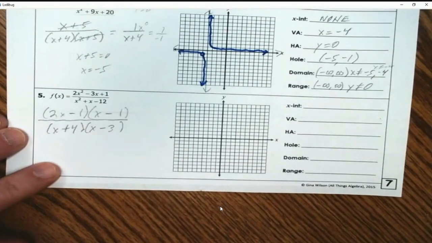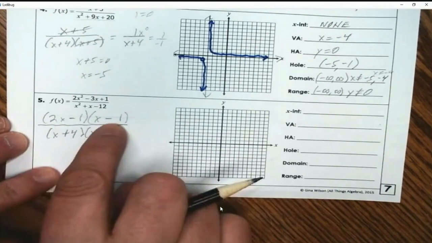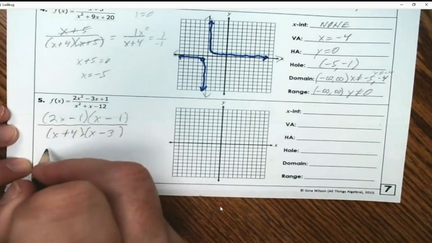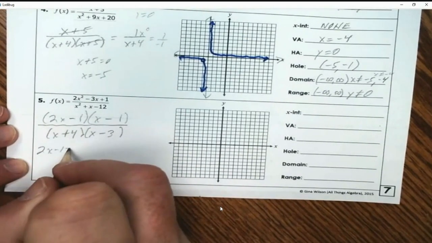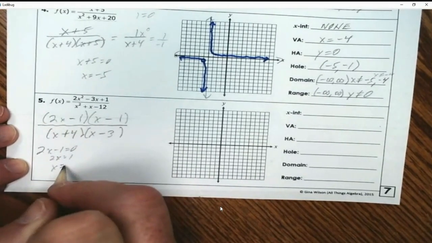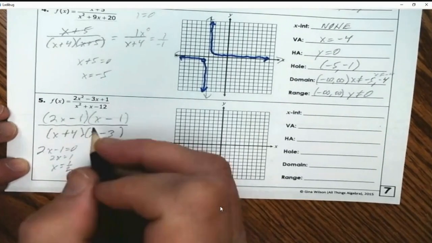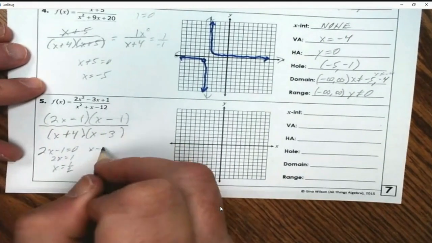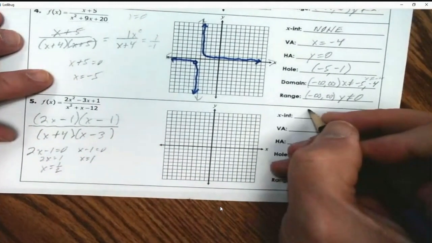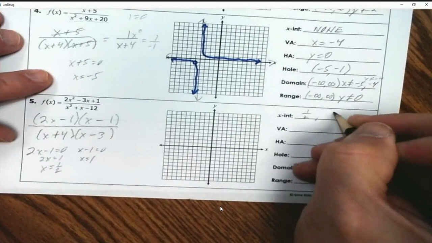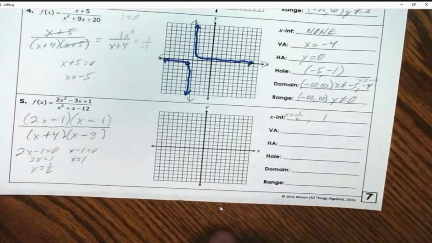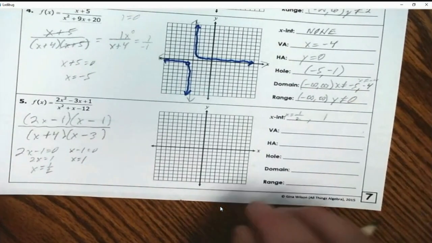All right, so the x-intercept, the numerator equal to 0. So let's see. 2x minus 1 equal to 0. So 2x equals 1, x equals 1/2. And also x minus 1 equals 0. So x equals 1. So it looks like we're going to cross the intercept at 1/2 and at 1. We have two different places. x equals 1/2 and 1. That's going to be an interesting looking graph.